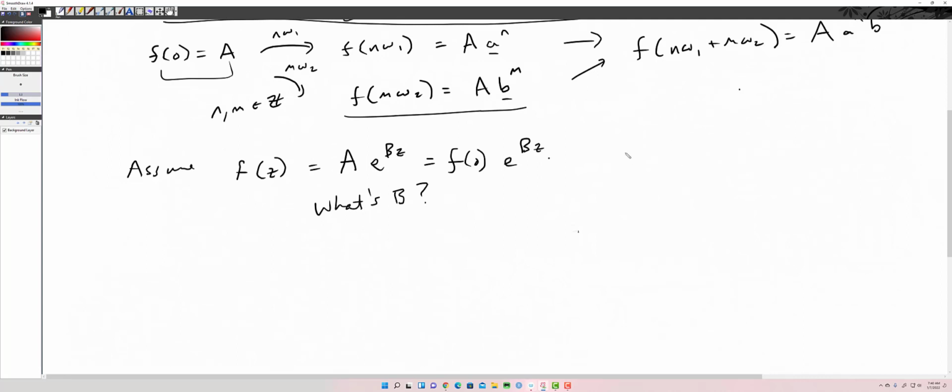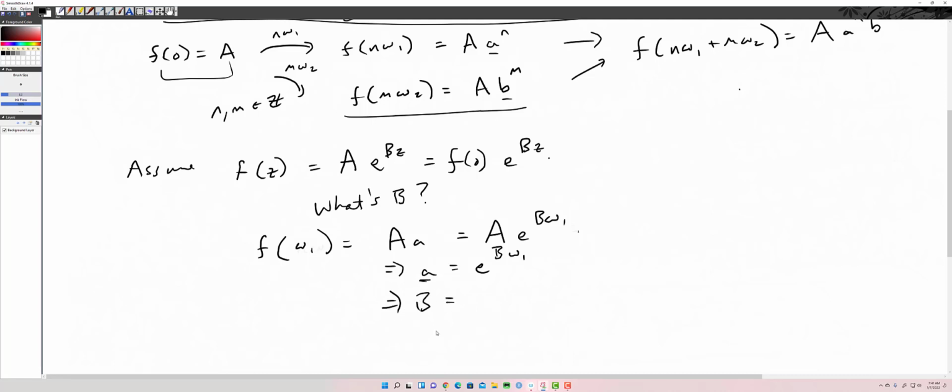So I can plug this in and say, I've got f of omega 1 is going to be a, and that's going to be A, e to the B omega 1, because z is omega 1, which means that A is going to be e to the B omega 1, which means that B is going to depend on A. It's going to be log A over omega 1.